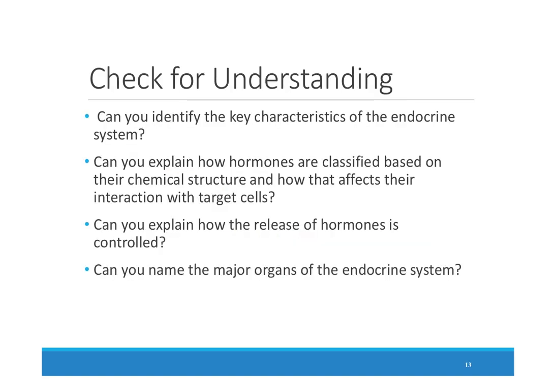So check for understanding. Can you identify the key characteristics of the endocrine system, especially how it compares to the nervous system? Can you explain how hormones are classified based on their chemical structure and how that affects how they can interact with target cells? Can you explain how the release of hormones is controlled by our bodies? And can you name these major organs of the endocrine system? If you're not sure how to answer any of these questions, go back and listen again to the video.